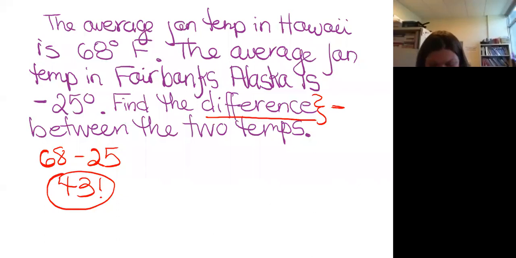And I'm like, you're a liar. There is not only 43 degrees between Hawaii and Alaska in January. I've lived in both those places, and I tell you, it's a whole lot more than 43 degrees that differs the two. If you were to think about it on a thermometer, it actually doesn't matter what goes first. What matters is that you make your answer positive.